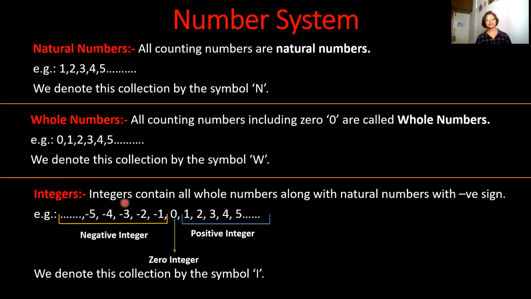Integers. Integers contain all whole numbers along with natural numbers with a negative sign. That means all negative numbers, all positive numbers, and 0. The collection of these numbers is called integers, right? We denote this collection by the symbol I. Here I have defined something: all negative numbers, you can say negative integers; all positive numbers, you can say positive integers; and 0, you can say 0 integer, or simply 0.